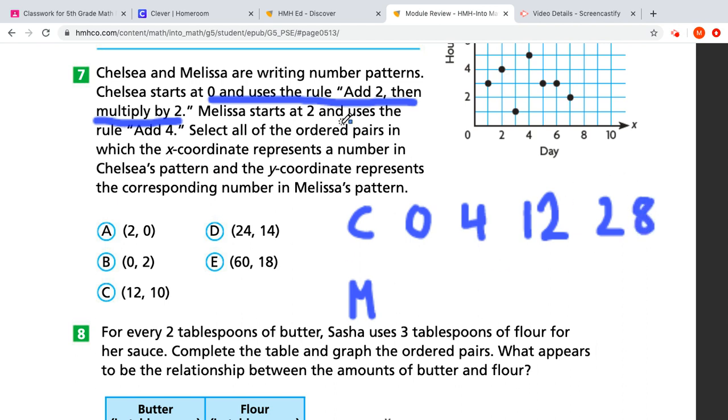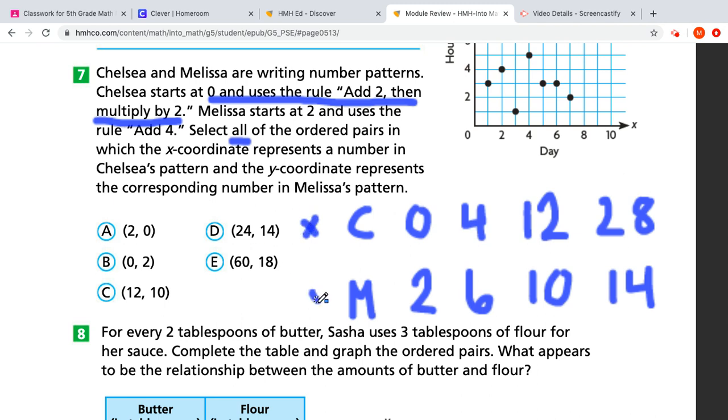Okay, so Melissa, she starts at 2, okay? And then her rule is just add 4 each time. So 2 plus 4 is 6. 6 plus 4 is 10. And 10 plus 4 is 14. So what they want you to do here is select all, so that means there's more than one answer, of the ordered pairs in which the x coordinate represents the number in Chelsea's pattern. So Chelsea's is the x's, and then that means Melissa's is the y's.